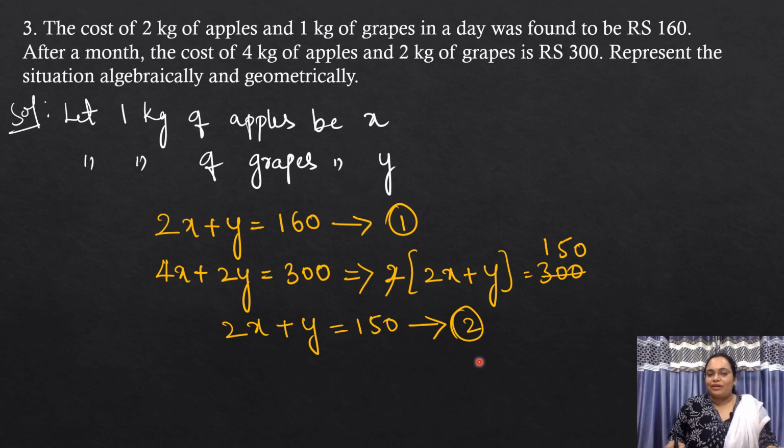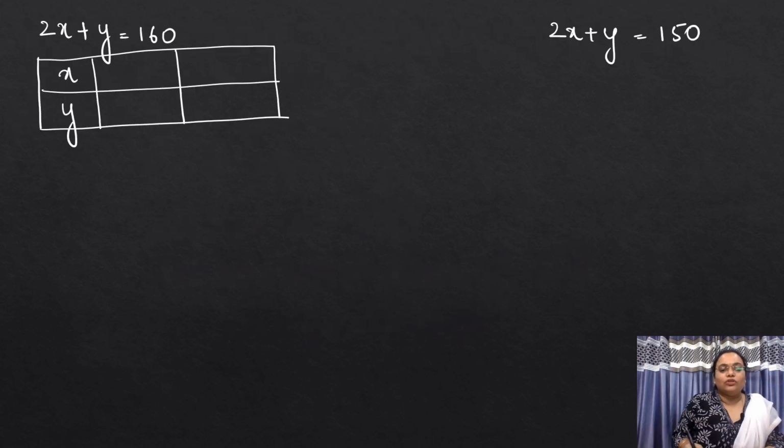So we have represented it algebraically. Now let us represent it geometrically, which is nothing but graphically. To draw a straight line, you need 2 points, so let us find the points. See, the equation is 2x plus y is equal to 160. You might get bigger values, since you cannot take x equal to 0 or y equal to 0 because of the 160. So you might need to take a higher value.